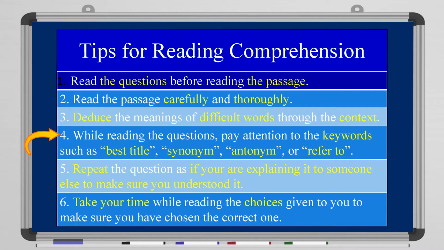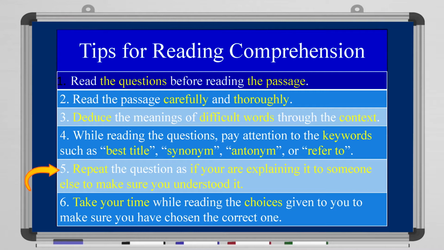However, we have to pay attention to the keywords such as best title, synonyms, antonyms, or refers to. So you have to understand what these words mean. The best title means which is the best title suitable for the passage. Synonym means the same meaning, antonym means the opposite, okay? And refers to means what it talks about or who it talks about, okay?